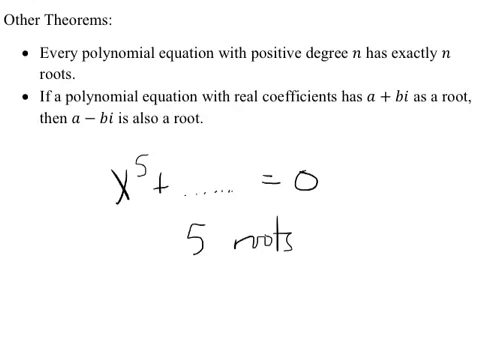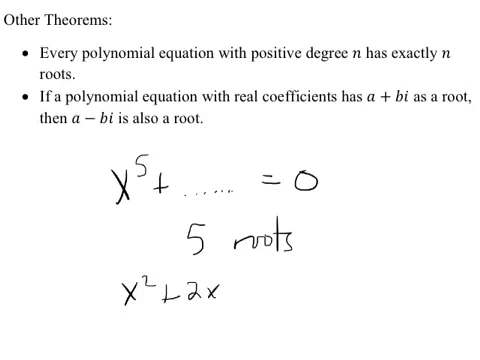The second theorem says if a polynomial equation with real coefficients has a plus bi as a root, then a minus bi is also a root. And we've talked about this already with quadratics, because remember that complex conjugates come in pairs. That's why they're called conjugates. They come in pairs.